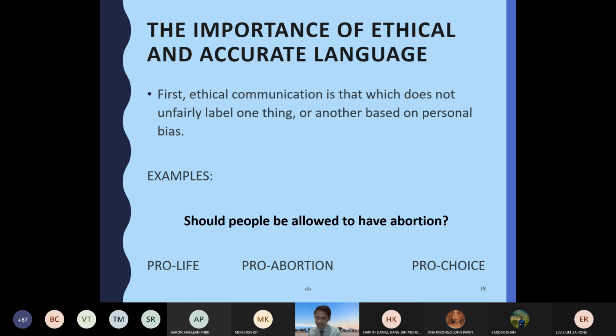Only in one case, when the mother's life is in danger. Okay, so you might have different opinions. I will not ask you to explain your opinion because this can be a bit more sensitive, so we're not going to explain further here. I personally feel that people should be allowed to have abortion, not just in certain situations.